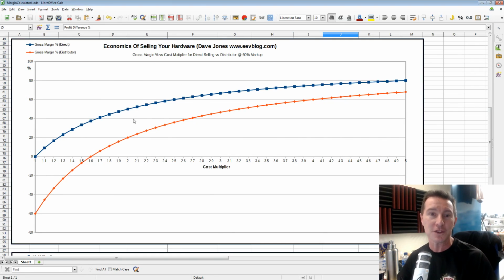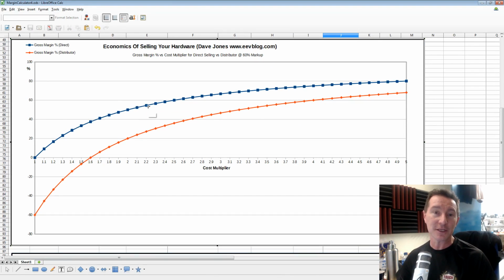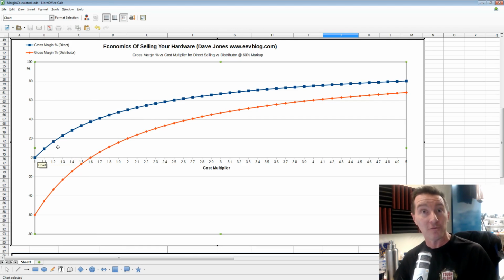I love graphs, of course, and let's take a look at this one. This is the difference between, the blue line here is our gross margin percentage if we sell directly to the customer ourselves. We don't have a reseller at all. And of course, obviously, we make a profit, we make a percentage gross margin on anything over our cost of goods. So we're going up to a cost multiplier between 1 and 5 here. So if it costs us $50, we sell it for $50, of course we're not going to make any profit, but anything over that is cream, okay? So that's looking pretty good.